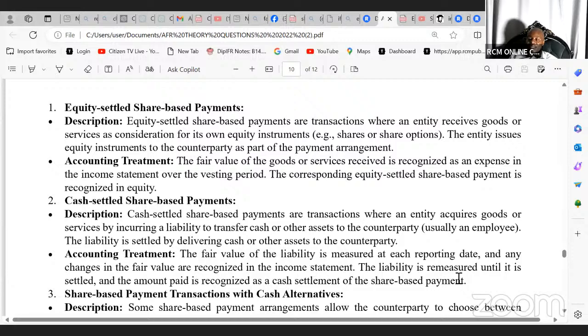The liability is remeasured until it is settled, and the amount paid is recognized as a cash settlement of the share-based payment. So, ladies and gentlemen, please remember that here we are going to pay cash at the end of the day. In short, to simplify this, we shall be debiting the relevant expense account, and then we credit cash.